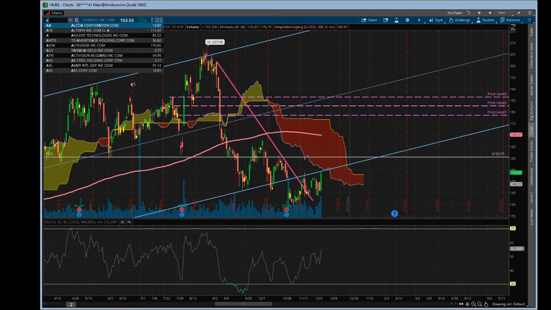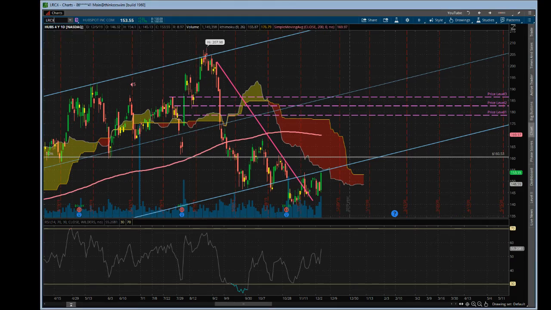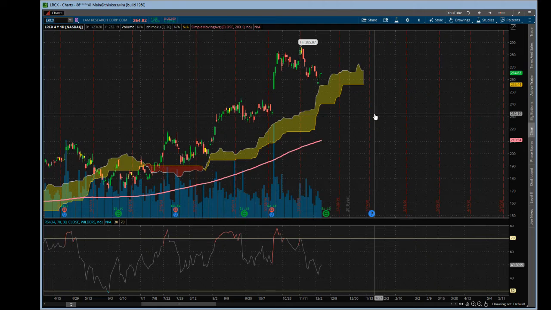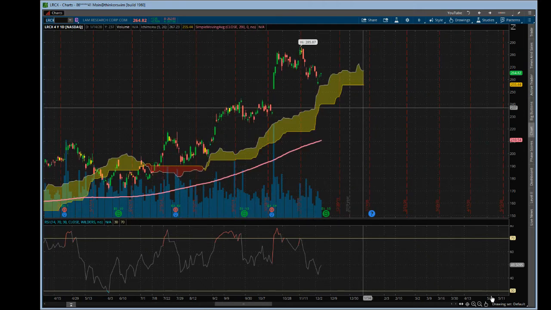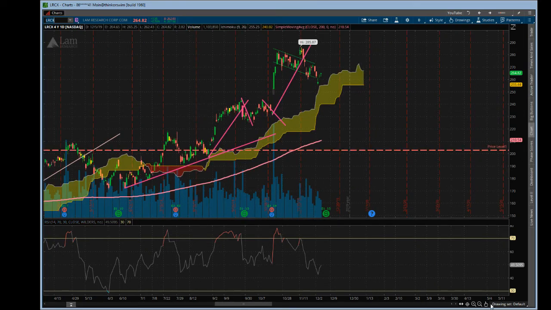LRCX. Let's take a look here. Woo. Almost looks like a falling wedge kind of going on, right? So let's see. You have this kind of thing happening here.